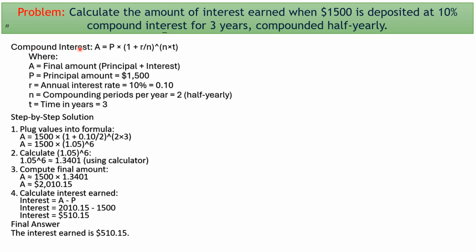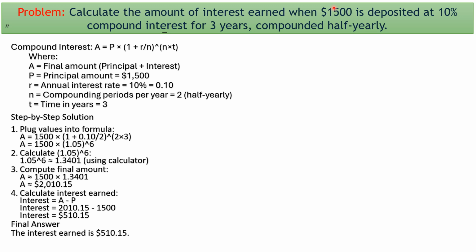The compound interest formula is given here. A is equal to P into (1 plus R by N) power of N into T. So A is equal to the final amount, that is the future value of the cash inflow. How much we are going to get back along with principal and interest. So the initial amount called principal plus interest to be earned on the deposit is called A, that is the final amount. Then P is equal to the principal amount that is given in the question.